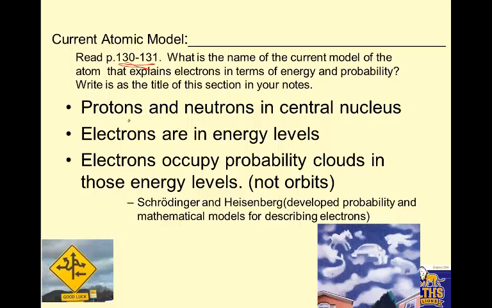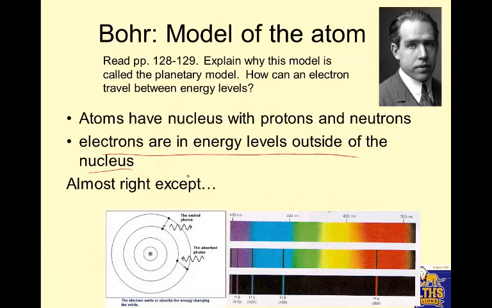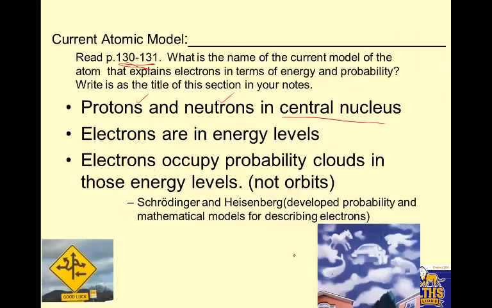But still, in our current model, we have those protons and neutrons in a central nucleus in an atom, and the electrons are in energy levels. That's still true. But how do you describe the electrons? You describe them as occupying probability clouds in those energy levels. Not orbits like this, but probability clouds, which describe where the electrons are.